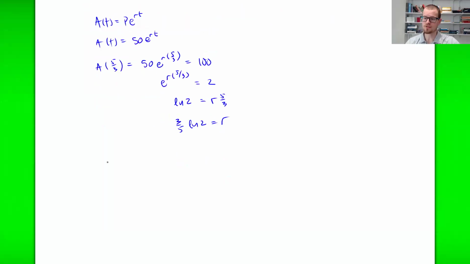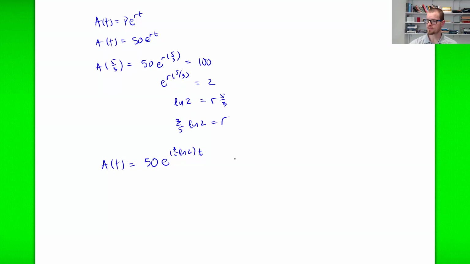So our goal is to find the relative growth rate model, and we can write it as A of t is equal to 50 times e to the 3/5 natural log of 2 times t. There we go. And that's it. Now, it might be the case that you want to evaluate 3/5 times natural log 2 and round to some number of decimal places, and that would be perfectly fine. You might feel that that looks a little bit better. Again, if you want to do that, no problem at all.